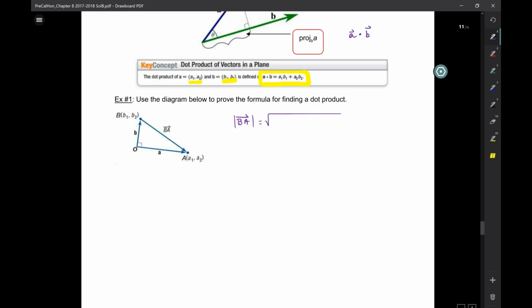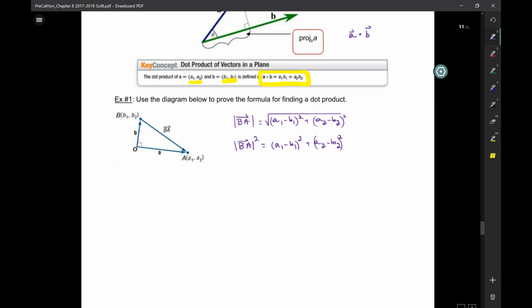That's the square root of, what is it? It's A1 minus B1 squared plus A2 minus B2 squared, right? Just distance formula. Is that right? Okay. So now if I square both sides, then I get BA squared is equal to A1 minus B1 squared plus A2 minus B2 squared.